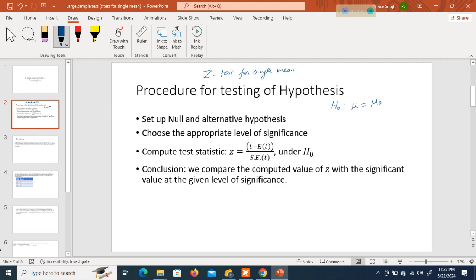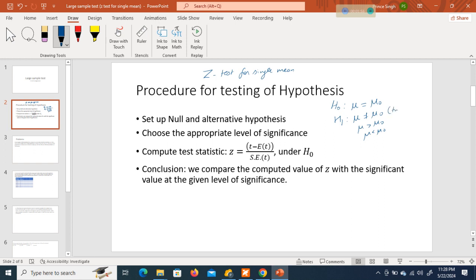Generally in the simple hypothesis we are assuming that mu is equal to mu naught, but sometimes we are given mu is less than or equal to mu naught, which means sometimes we are given a composite hypothesis also. So in most of the cases our H naught will be mu equal to mu naught, and we need to test it against the alternate hypothesis, which is either mu is not equal to mu naught, or mu is greater than mu naught, or mu is less than mu naught.